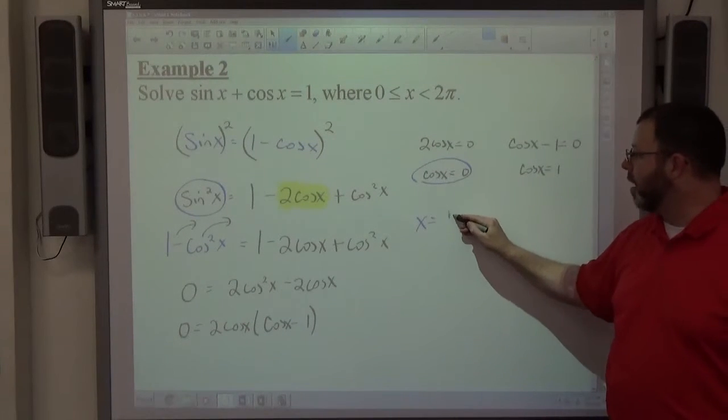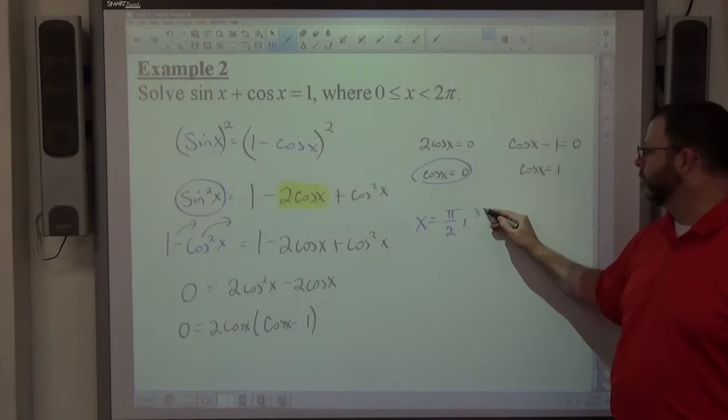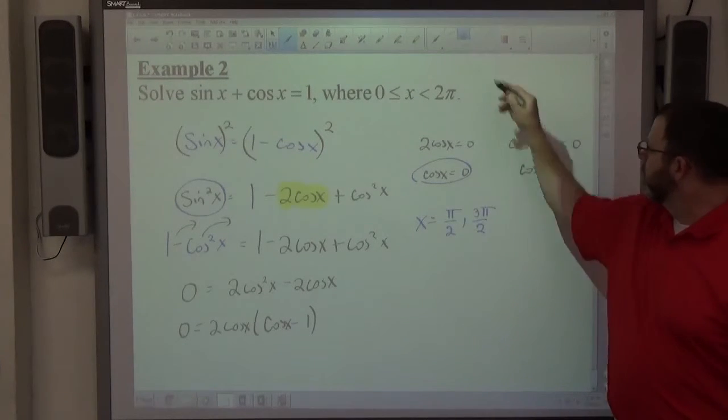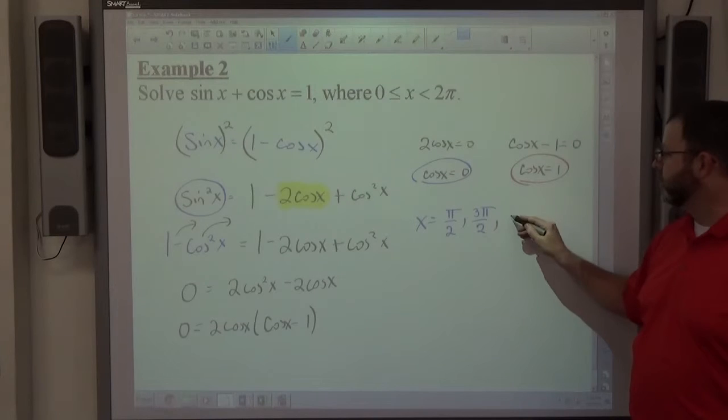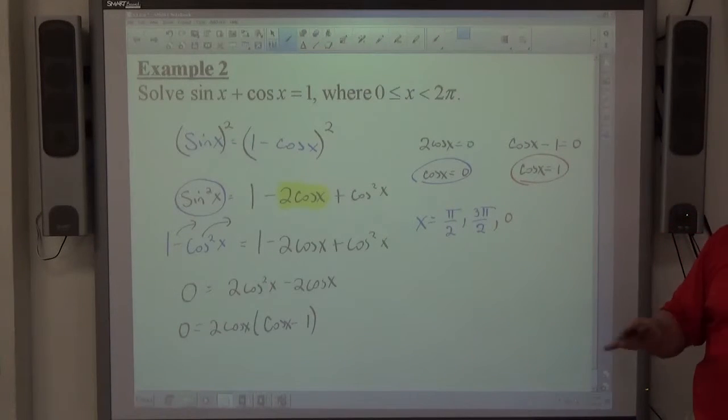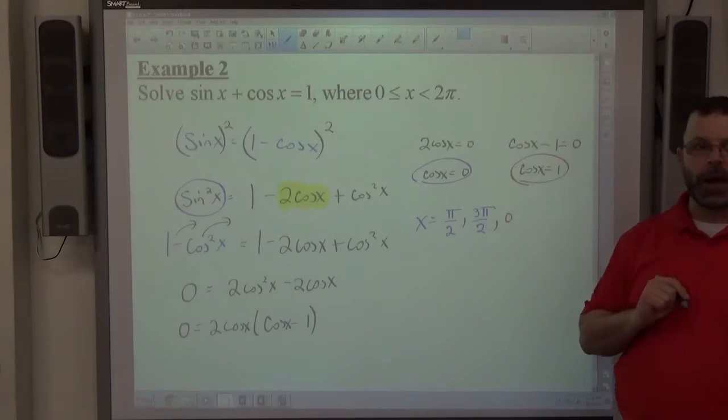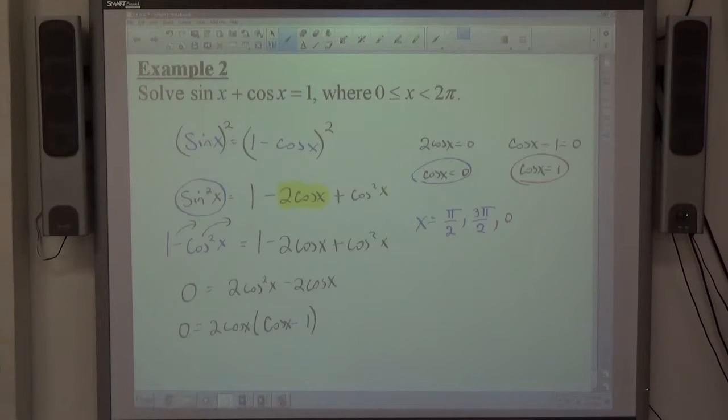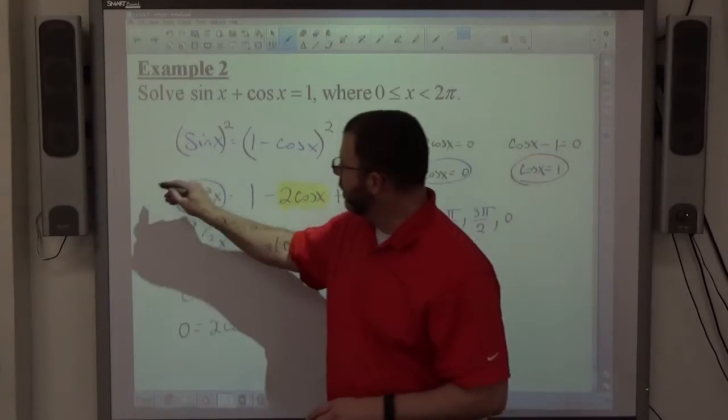So, for the first fact, cosine equals 0 at pi over 2, and again at 3 pi over 2. Cosine of x equals 1 at 0. Happens again at 2 pi, but we're not including 2 pi. So 0 is the only answer. So altogether, again, I squared both sides. I got those three answers. Those three answers are correct for this equation here.